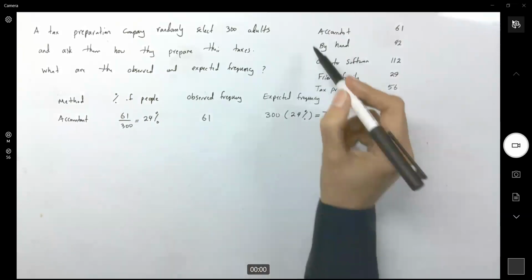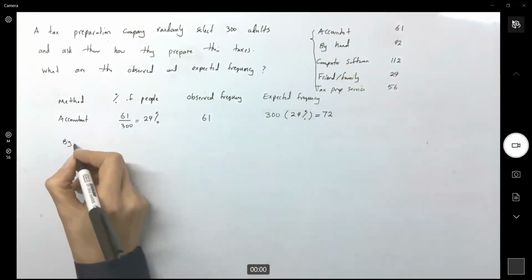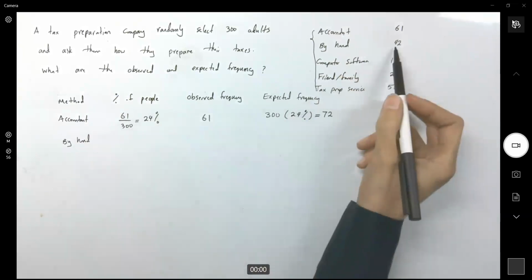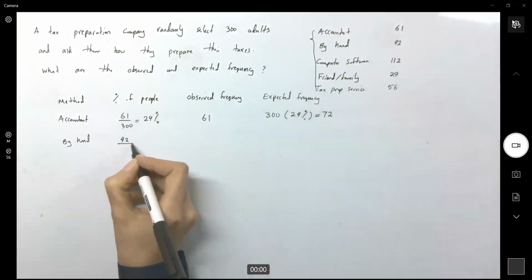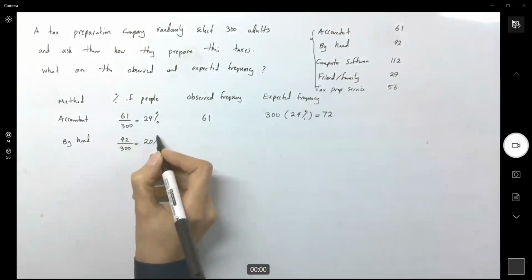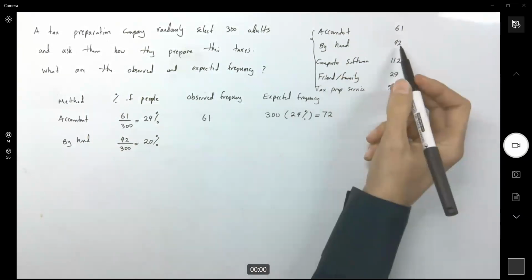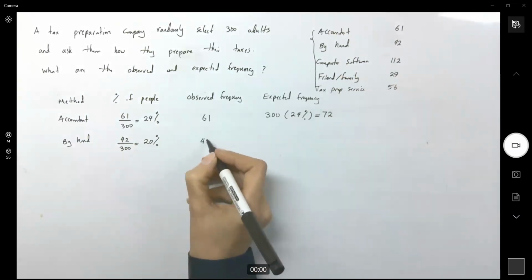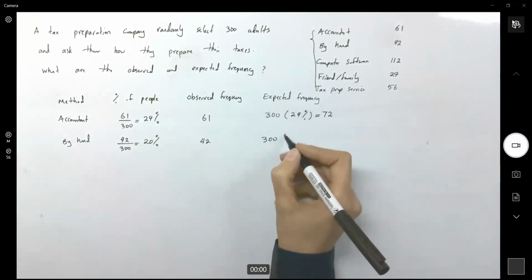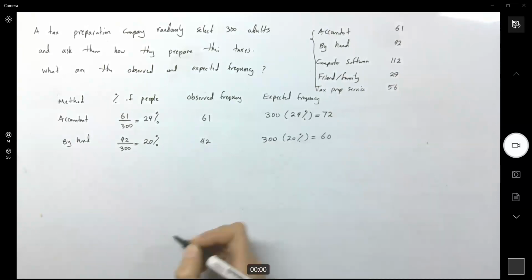Now let's move on to the next one, by hand. The percent of people, 42 out of 300, which is 20%. Observed frequency, which we know is 42. And now the expected frequency, which is 300 times 20%. This gives us 60.